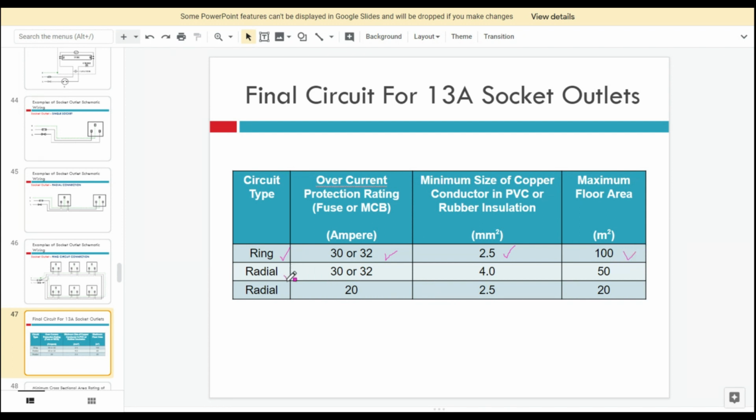For the radial, there are two types. The first one is if the maximum floor area is around 50 square meters, you can use a protection rating for MCB of about 30 to 32, and then the sizing for the conductor or cable is about 4 square millimeter. And then the second type is if the floor area is about 20 square meters, then you can use the radial type with the rating of 20 amperes, and the cable sizing is about 2.5 square millimeters.